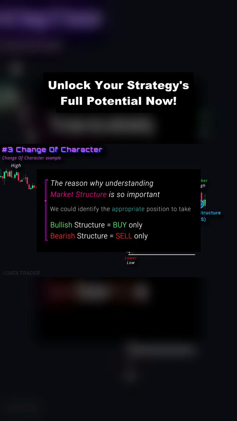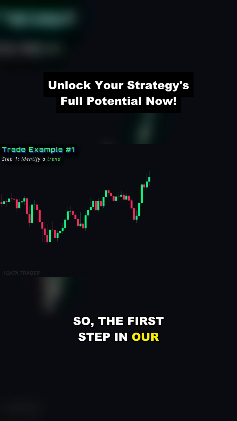Now that we've mastered all the essential smart money concepts, let's see how we could implement this into our trading strategy. So, the first step in our trading strategy is we need to identify a trend.